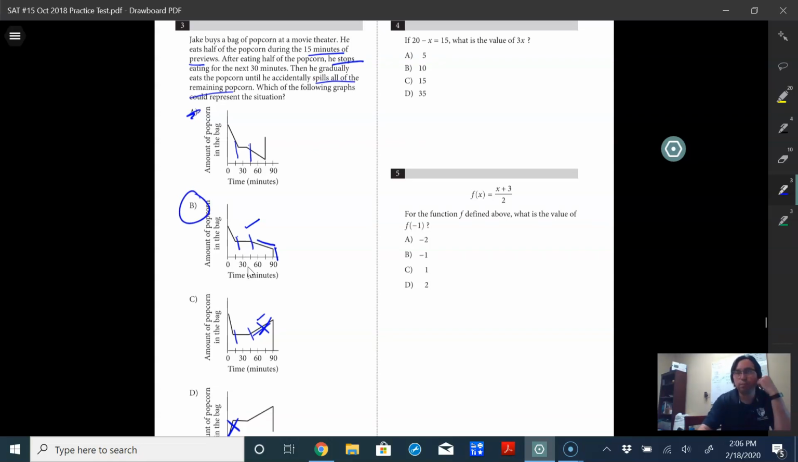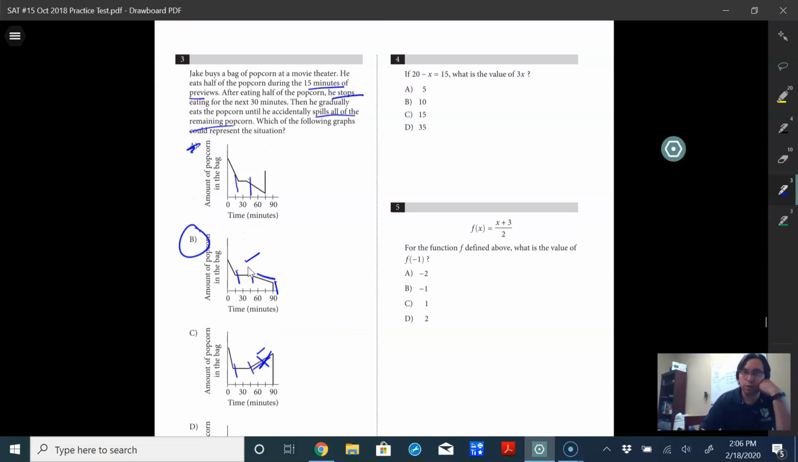Okay, look at number 4. Looking at number 4 here, basically we have a linear equation, and then we have this curveball. What is the value of 3x? So make sure you're solving for 3x here.